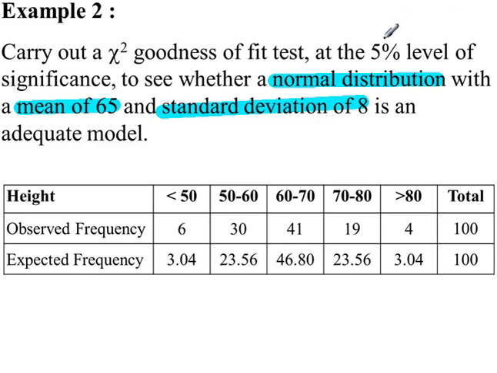Example 2, a 5% significance level. We're using a normal distribution this time with a mean of 65 and a standard deviation of 8. So we're not just testing the distribution, we're also testing these parameter values as well. We have our table with O and E values, and we can see that the E value here is less than 5, so is this one. So these classes will need to be combined, giving us a single class for less than 60, and these two need to be combined, giving us a single class here more than 70.